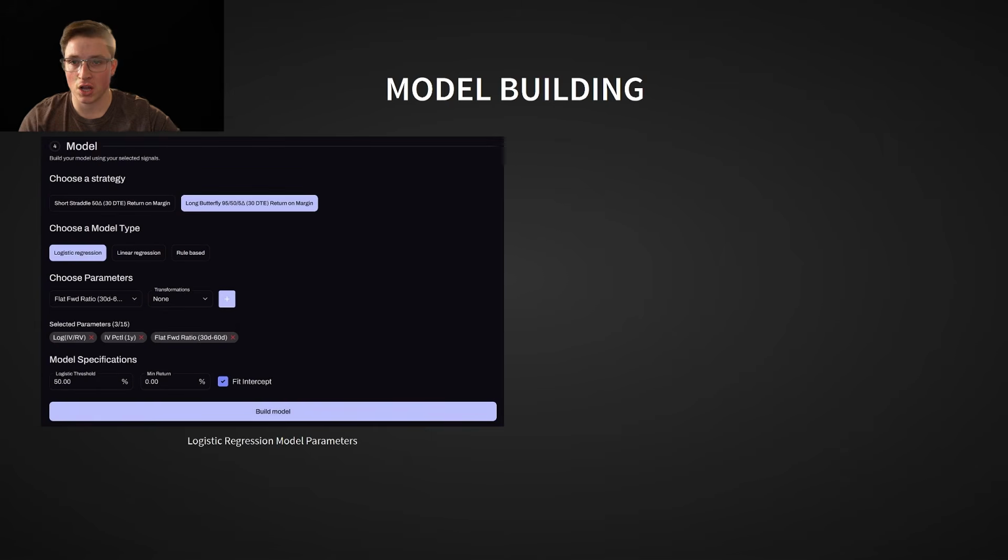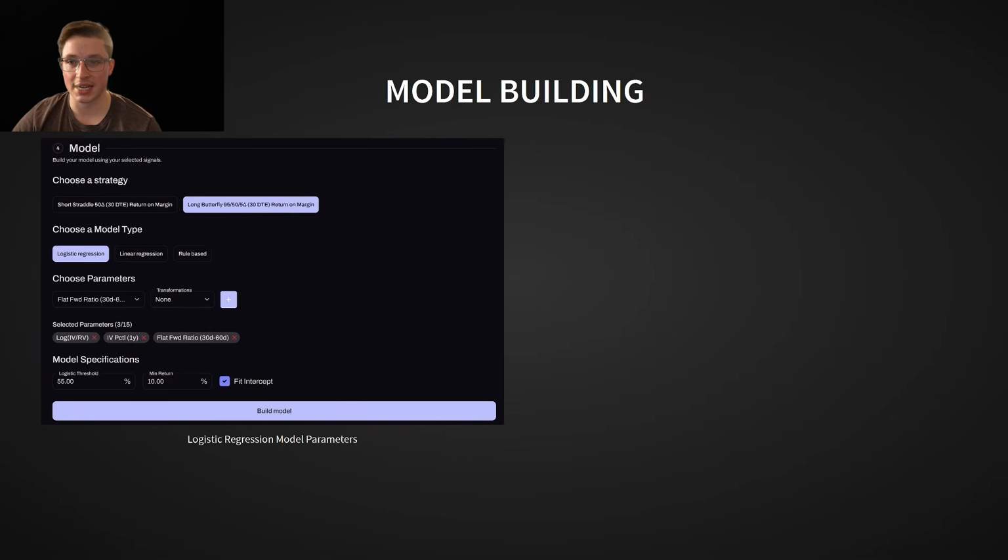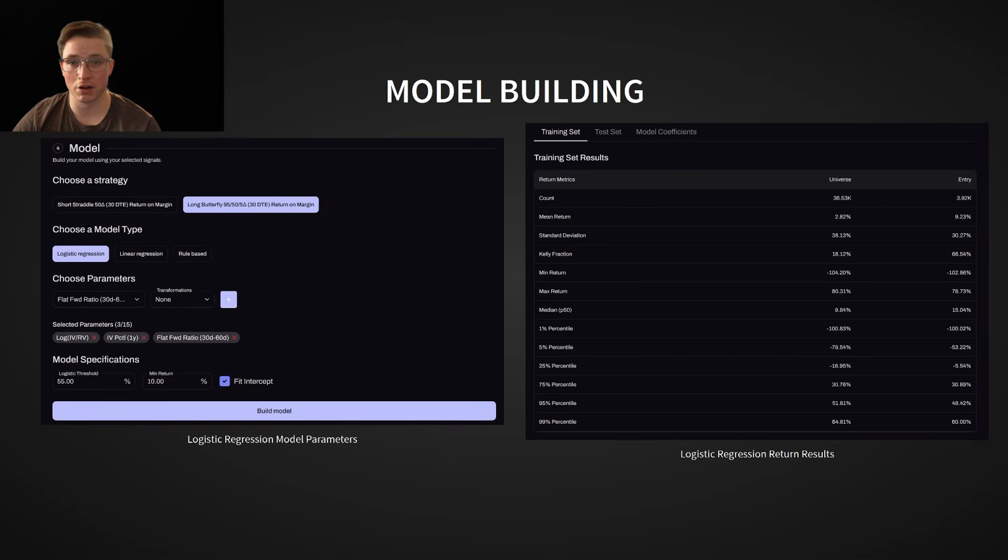As an alternative, we also test a logistic regression model. Unlike linear regression, this model doesn't predict a continuous return, it outputs a binary outcome, yes or no. For example, we might ask whether the trade is likely to generate a return above a certain threshold, such as 0%. Initially, the model predicts yes for nearly every trade, so we increase the minimum return threshold to 10% and tighten the probability cutoff from the default of 50% to a more selective 55%. This means we'll only take trades where the model is at least 55% confident that the return will exceed 10%.